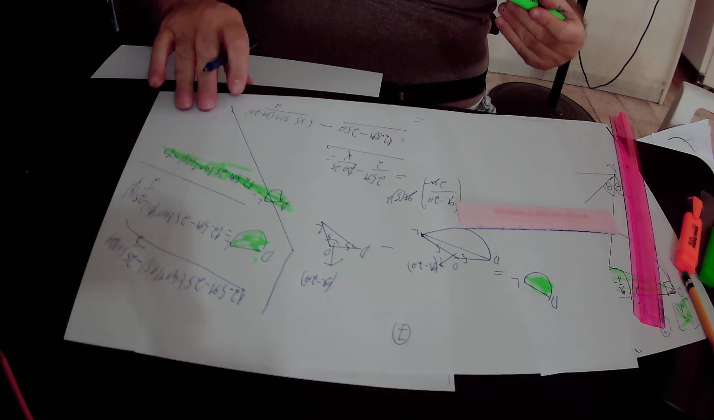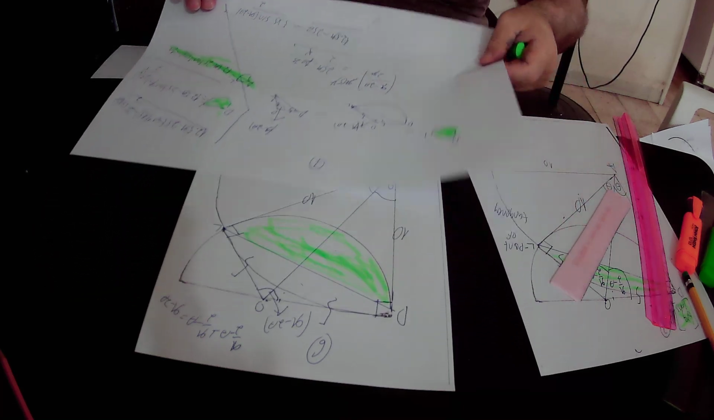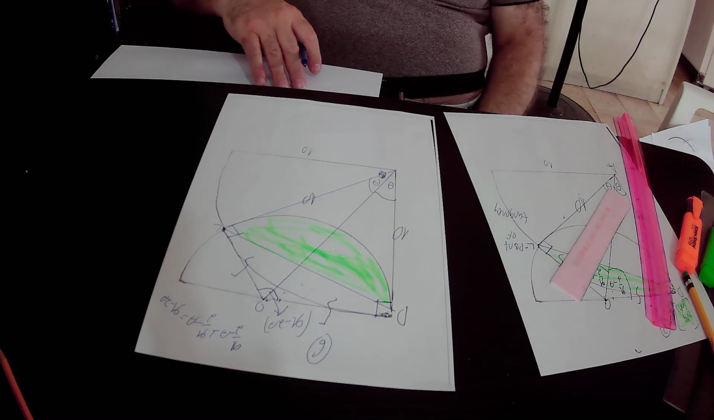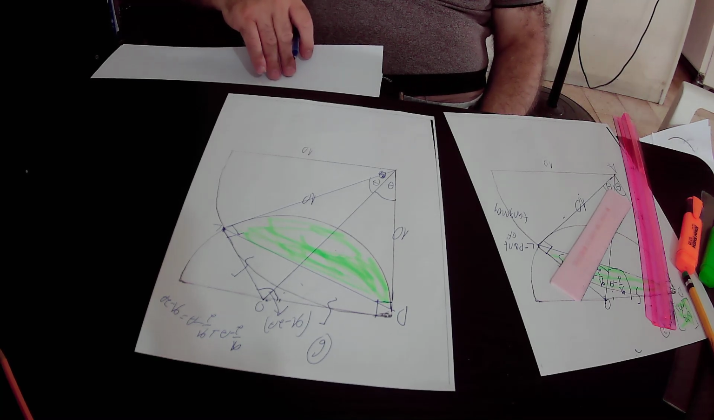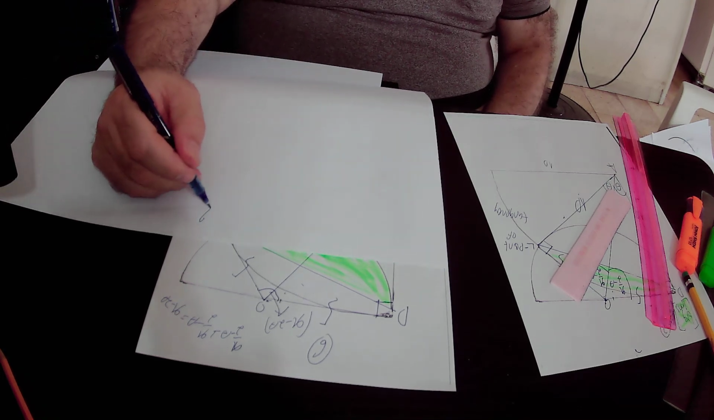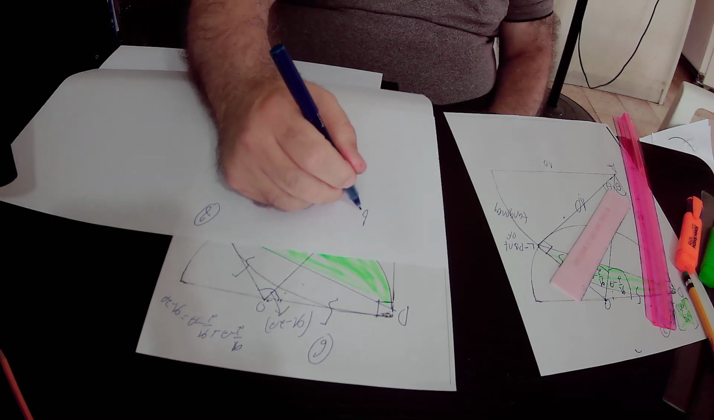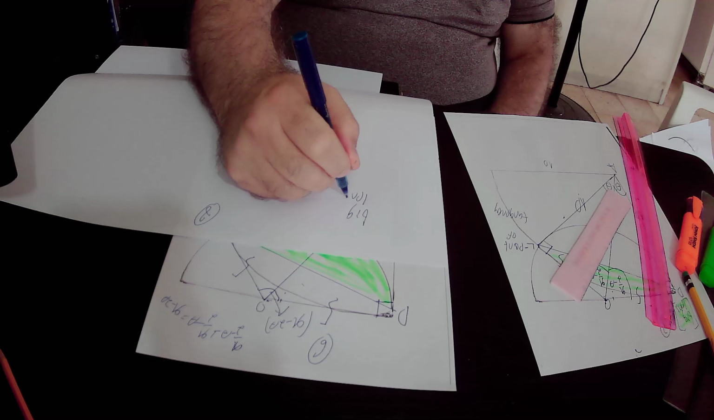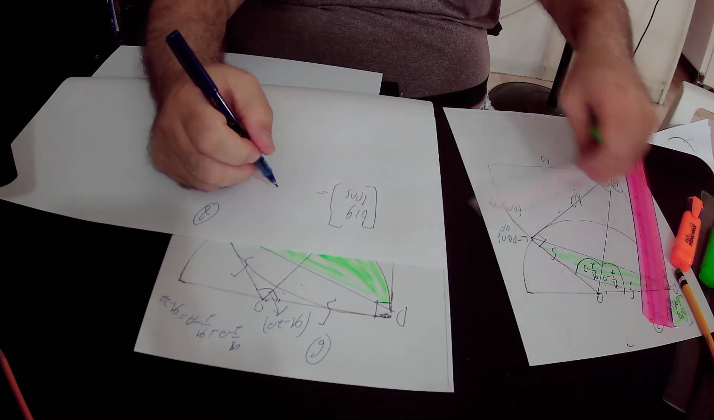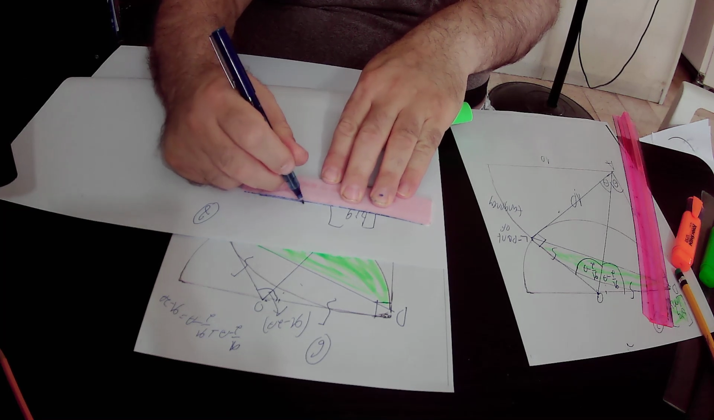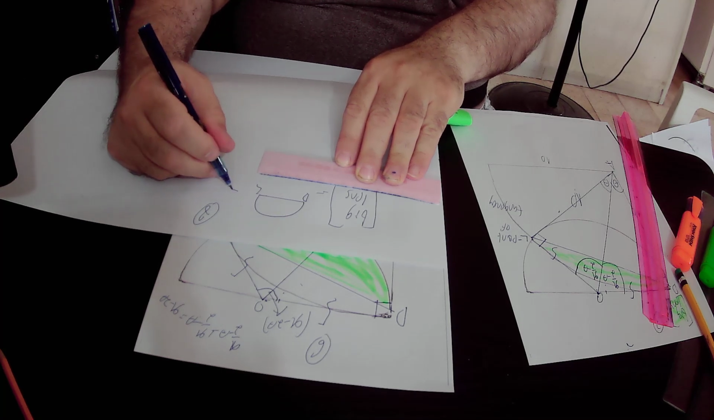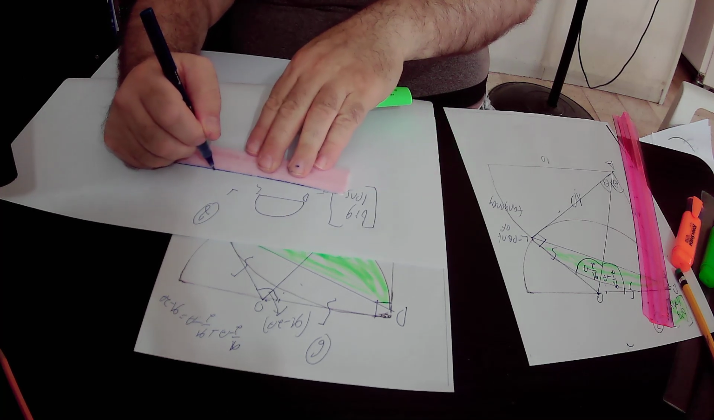Now we know that the area of the big lens equals the area of the upper circular segment plus the area of the lower circular segment of the big lens. So I write it down that the area of the big lens equals the area of the upper circular segment of the big lens plus the area of the lower circular segment of the big lens.